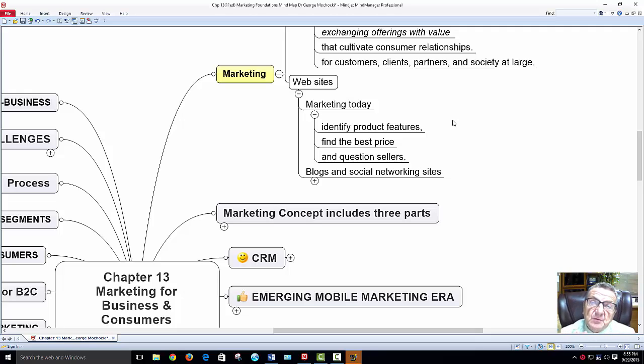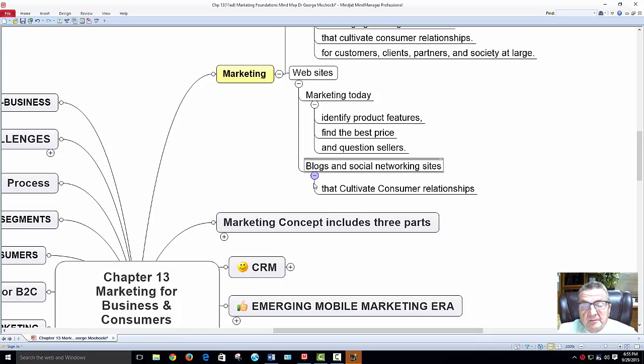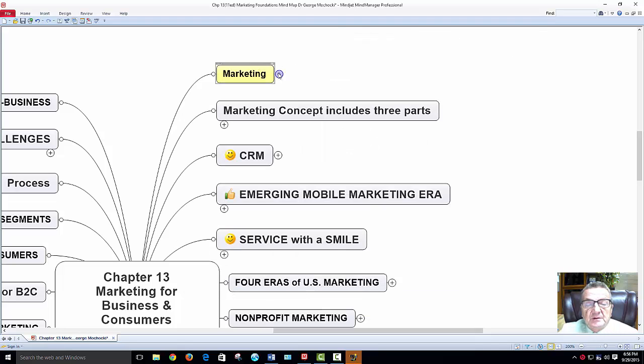We still got to communicate to the market that we're targeting. So identify product features. That's what the websites do. Find the best prices, question sellers. You have blogs and social networks. A lot of companies, a president, everyone has a blog, so they can communicate, whether they're responding to the blog, or they have a staff of individuals that are sending the brand message to the individuals. Who knows? And once in a while, you do actually have the individual in there. I'm not saying that they don't.